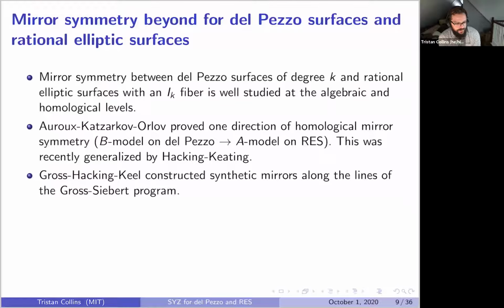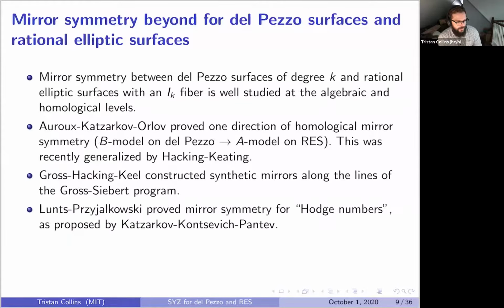Gross-Hacking-Keel, of course, constructed synthetic mirrors along the lines of the Gross-Siebert program. And then there's some work on mirror symmetry at the level of Hodge numbers by Lunts and Przyjalkowski. This is a little bit non-trivial because these non-compact Calabi-Yau manifolds don't obviously have well-defined Hodge numbers. So Katzarkov, Kontsevich, Pantev made a proposal for how one should define Hodge numbers, and Lunts and Przyjalkowski computed that for these examples you do get mirror symmetry for Hodge numbers. Well, at least I think technically KKP proposed 3 definitions of Hodge numbers, and Lunts and Przyjalkowski showed that 2 of them were exchanged and one was not. So there's some notion of mirror symmetry for Hodge numbers on these manifolds, but it's kind of complicated.